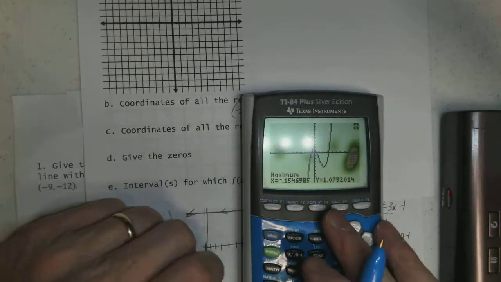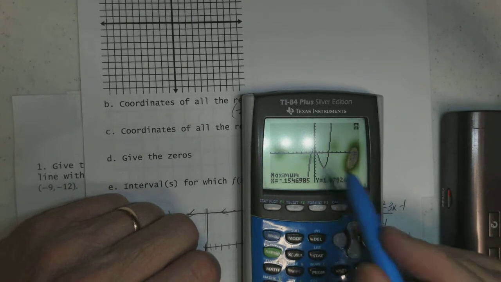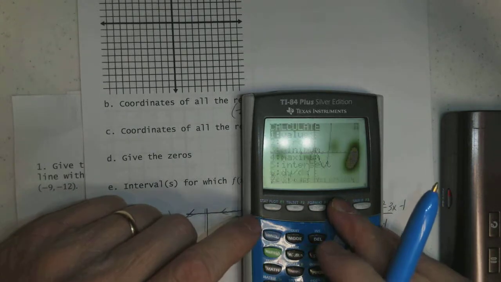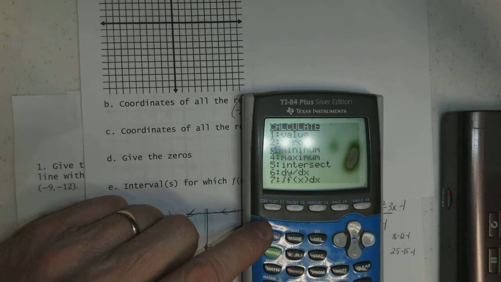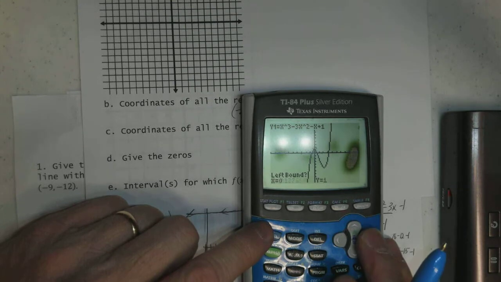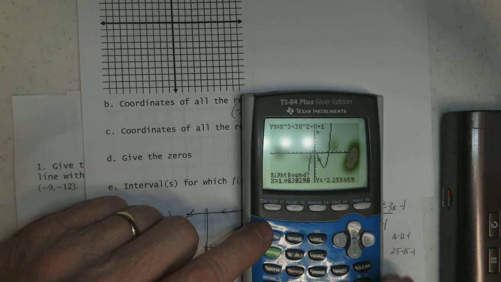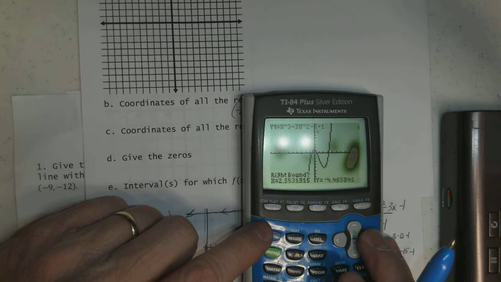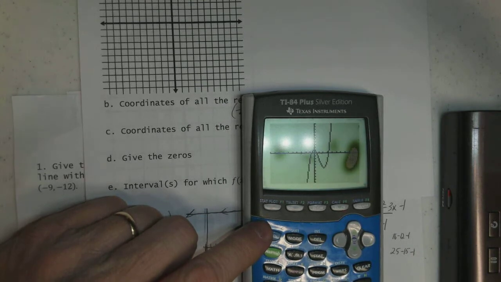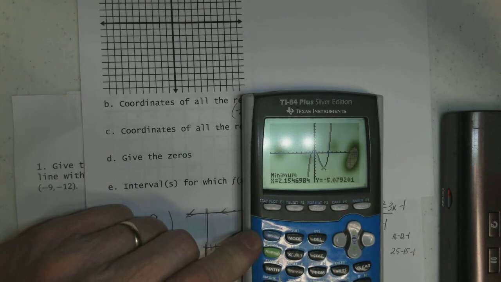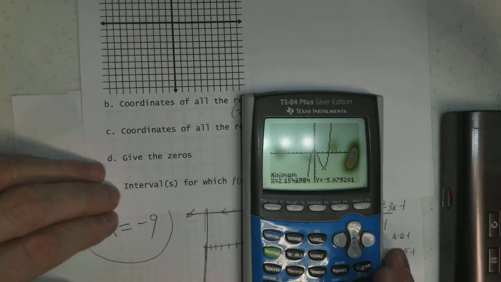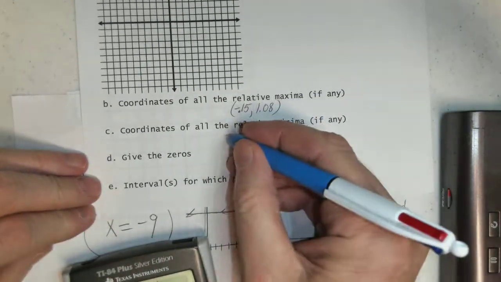Min. Second, yeah, we got a min here, so I'm going to go for that. Second calc. Min. Okay, left. Enter. Let's go right. Enter. Enter. 2.15, negative 5.08.